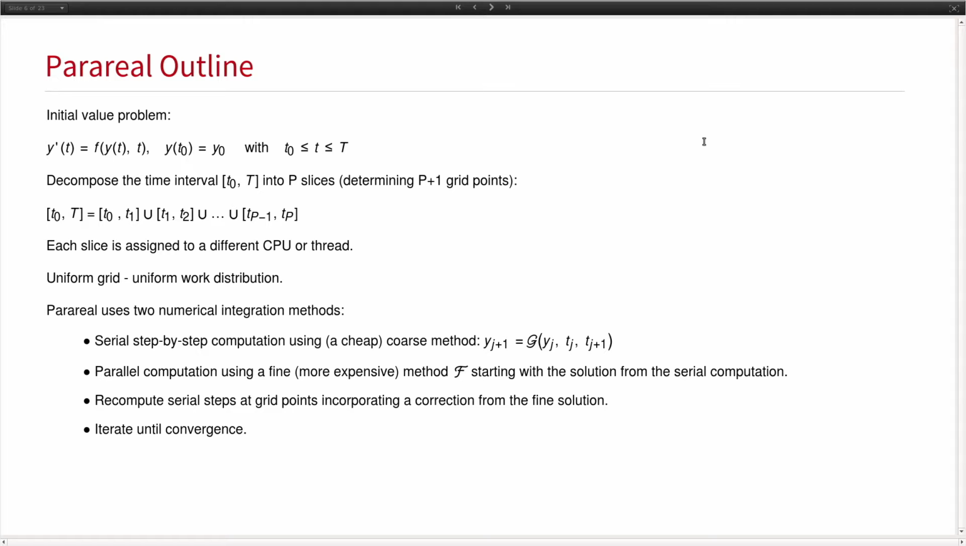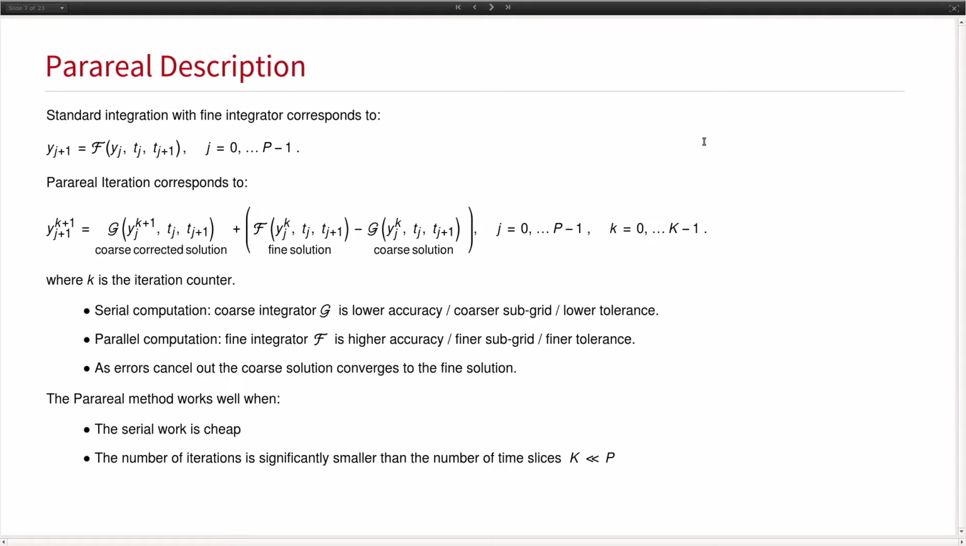So we're replacing an expensive computation in serial with a cheap computation in serial. And then we're going to do the expensive computation with the original method that we're interested in, but we're going to do it in parallel. Okay? So we do a big serial step, we do a parallel step, and then we iteratively correct until we get some sort of convergence.